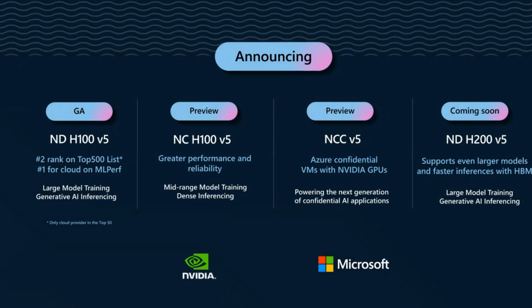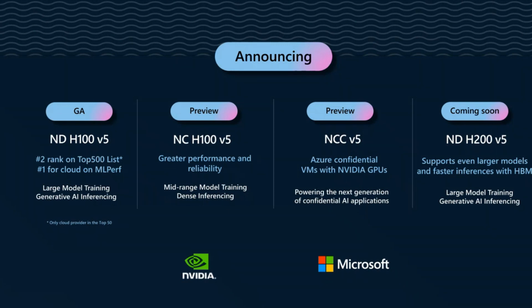Going to the virtual machine side of things, we recently announced the GA of our industry-leading ND H100 virtual machine. This is powering the world's most complex workloads. And in our most recent submission to the Top500 and MLPerf benchmarking lists, we're proud to announce a #2 rank on the Top500 supercomputer list. We're the only provider in the top 50. We're there 6 times. And again, we ranked #1 in cloud and #2 overall in that MLPerf list.